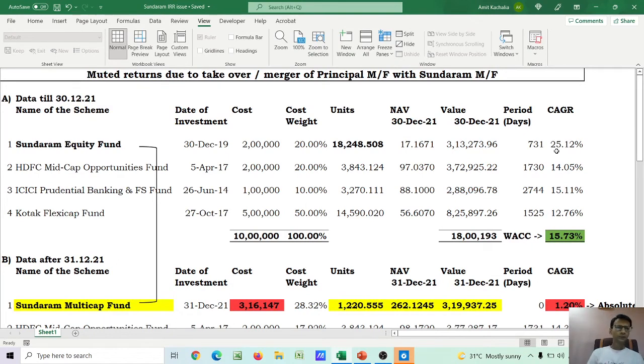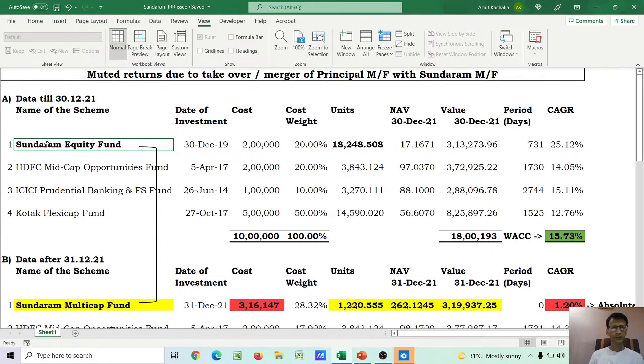So this is the data, as an illustration, wherein the data is just one day before the swap effect. I'm investing in four schemes: Sundaram Equity Scheme, HDFC Midcap, ICICI Banking Financial, and Kotak Flexicap. These are just for example. These are not my advice or anything. I'm more interested in explaining the logic, or the issues being faced with the muted effect of the merger.